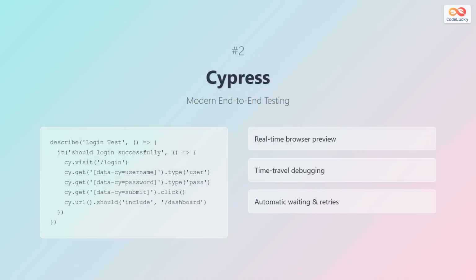Next, we have Cypress, which is a modern end-to-end testing framework. It is built for modern web applications. Look at the sample code here. This code defines a test case that visits the login page, types in a username and password, submits the form, and asserts that the URL includes dashboard. Some of its features include real-time browser preview, time travel debugging, and automatic waiting and retries.